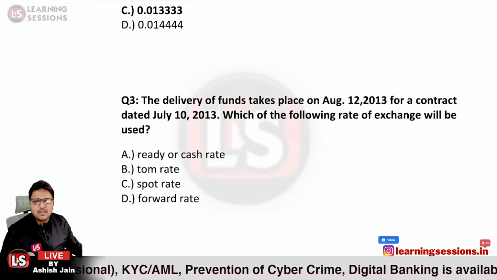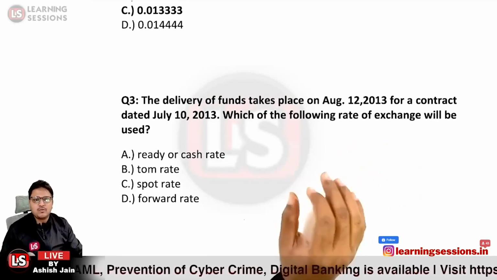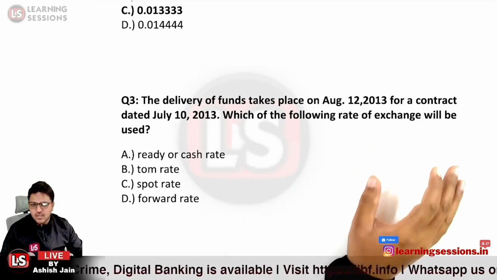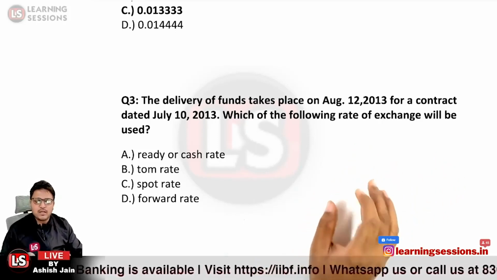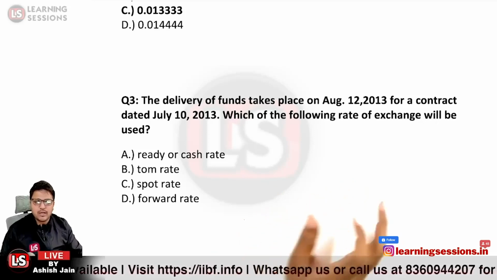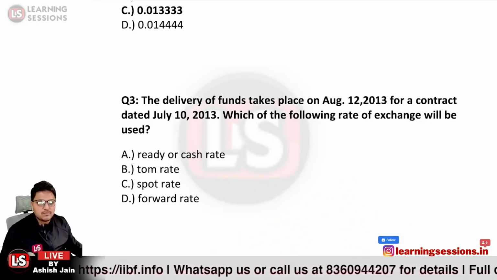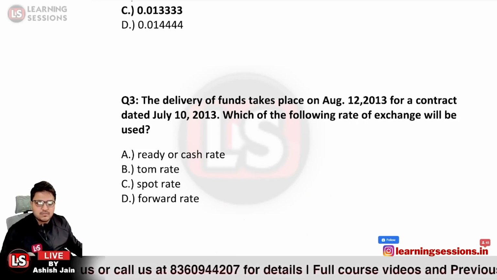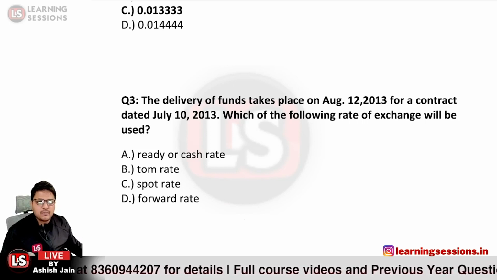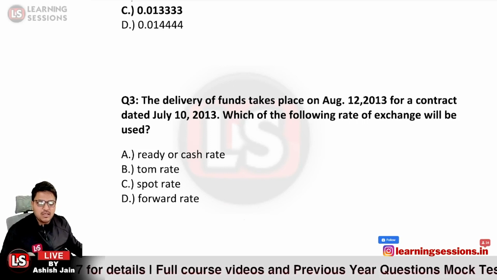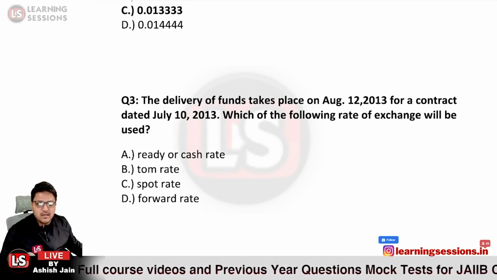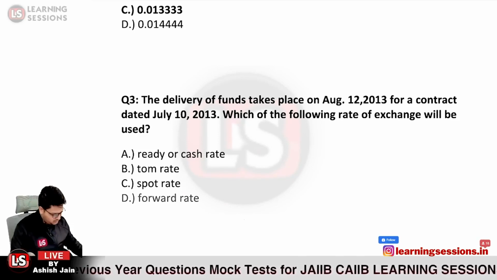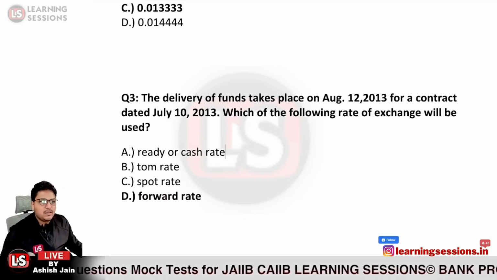It says, the delivery of funds take place on August 12, 2013 for the contract dated July 10, 2013. Which of the following rate of exchange will be used? Ready or cash rate, term rate, spot rate, or forward rate? Which one would be the right answer? It is forward rate. So the right answer over here is option D, the forward rate, and Akshay has answered at the earliest. Okay. Let's move to another question.